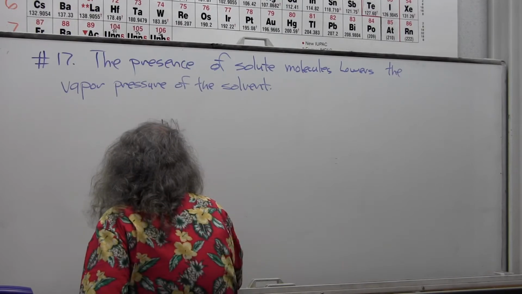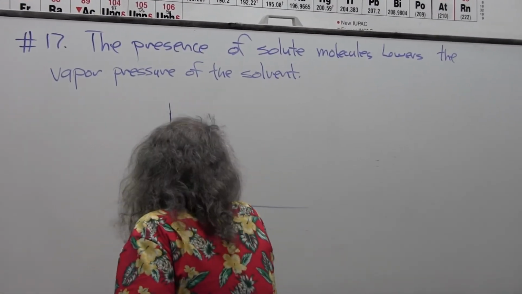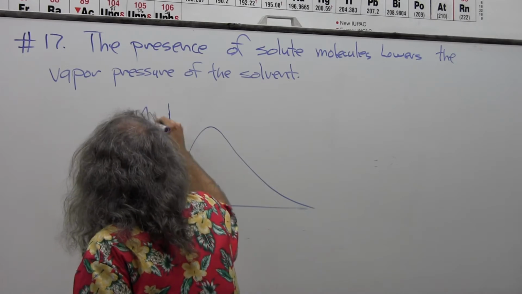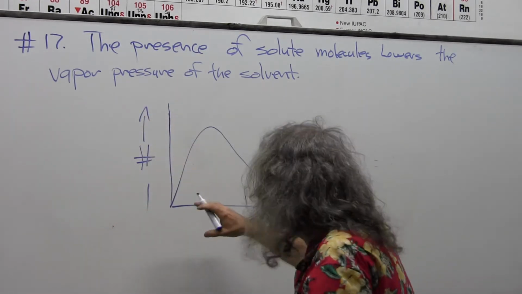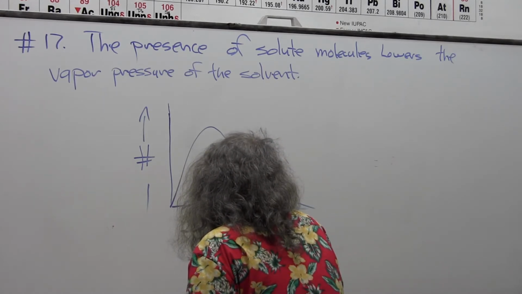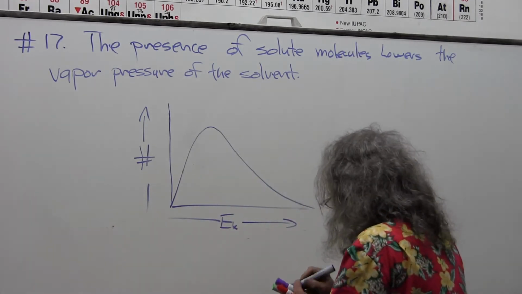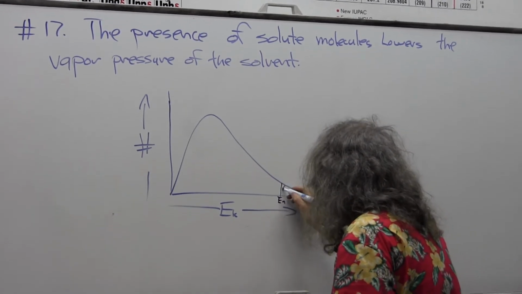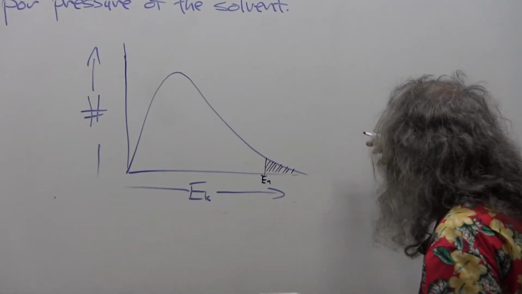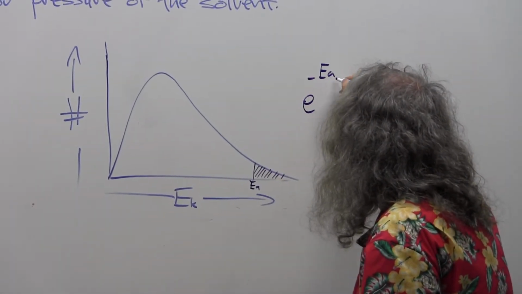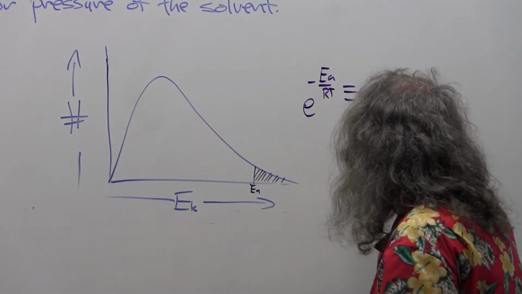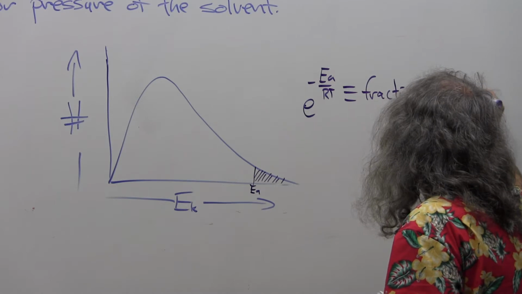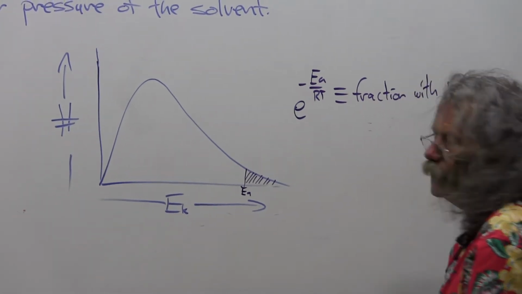The answer lies in two things. One is essentially back to the familiar Boltzmann distribution. This is the number of particles, molecules, whatever, and this is the energy. Well, this would be the kinetic energy. Now, if I have some sort of a threshold here, E sub A or whatever, the Boltzmann factor, e to the minus E sub A over RT, is defined as the fraction with kinetic energy greater than or equal to this threshold energy.